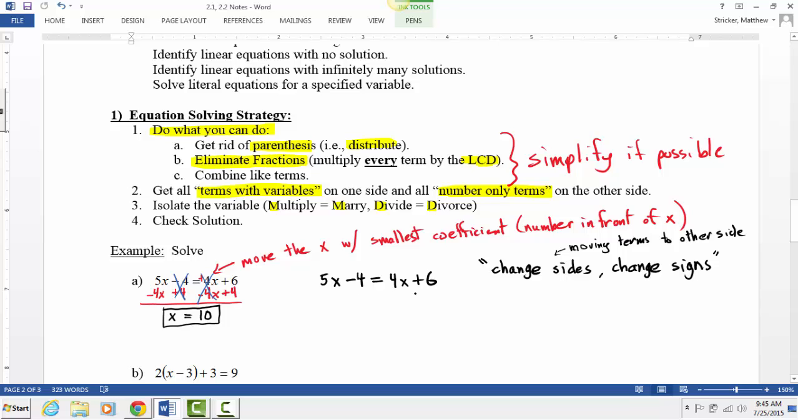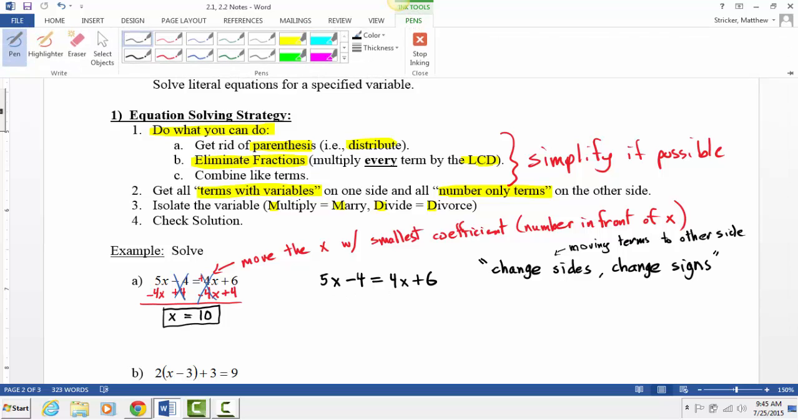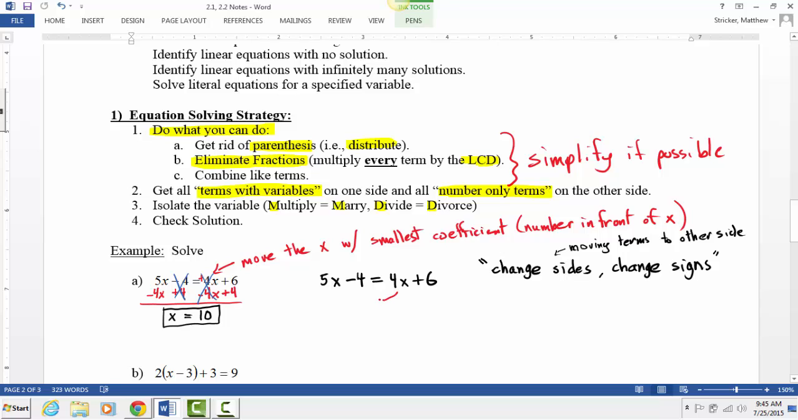So, in this equation there's 4 terms. 5x, negative 4, 4x, 6. Those are all terms. If I want to move terms to the other side, if I want to change sides, I have to change the sign. In other words, if I want all the x's on this side, I want to move this positive 4x over to this side. It becomes a negative 4x.